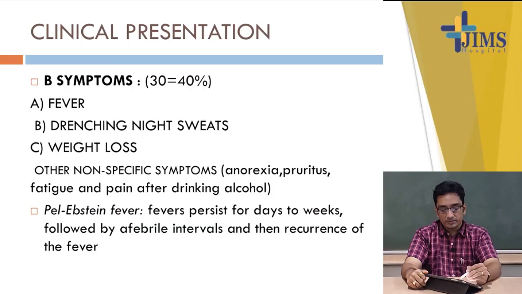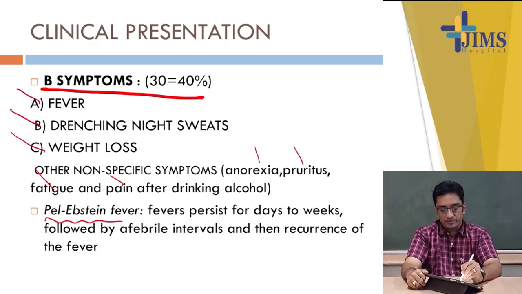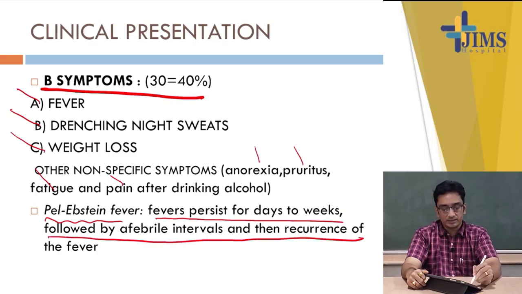B symptoms are very important. B symptoms are three: fever, drenching night sweats and weight loss. Other non-specific symptoms are anorexia, pruritus, fatigue and pain after drinking alcohol, but these are non-specific. Pel-Ebstein fever is fever which persists for days to weeks, followed by afebrile intervals and then recurrence of the fever.